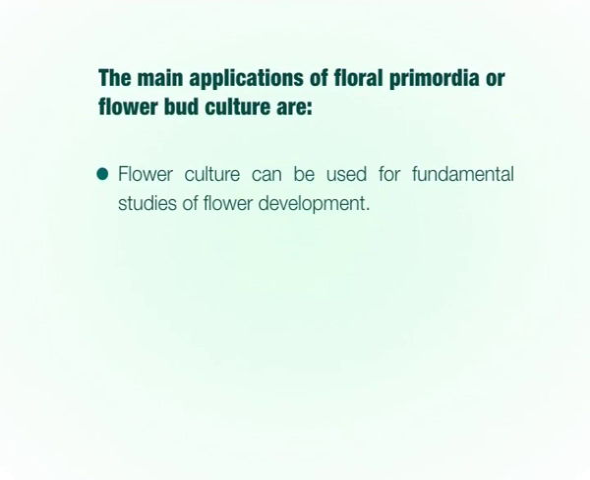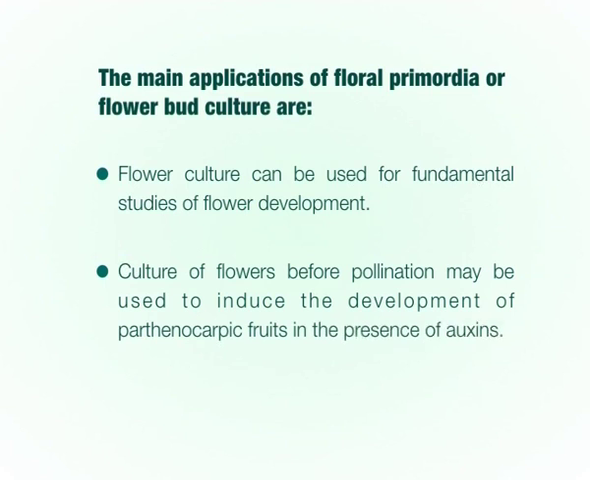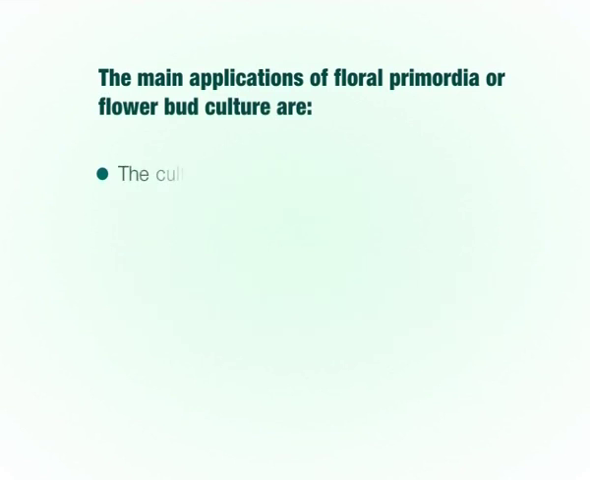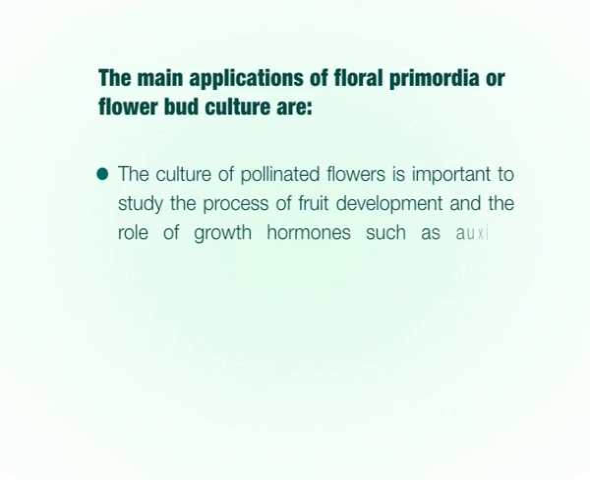flower development. The second application is culture of flowers before pollination may be used to induce the development of parthenocarpic fruits in the presence of auxins. Thirdly, the culture of pollinated flowers is important to study the process of fruit development and the role of growth hormones such as auxins, gibberellins and cytokinins in the process.